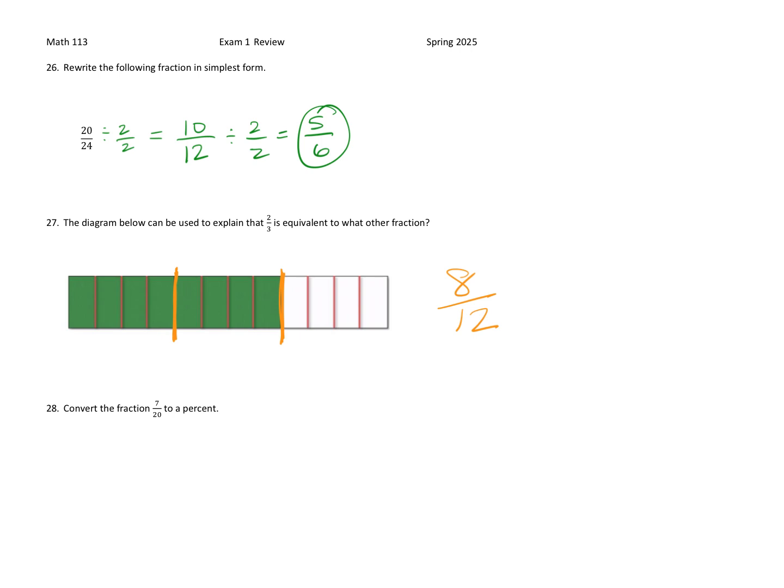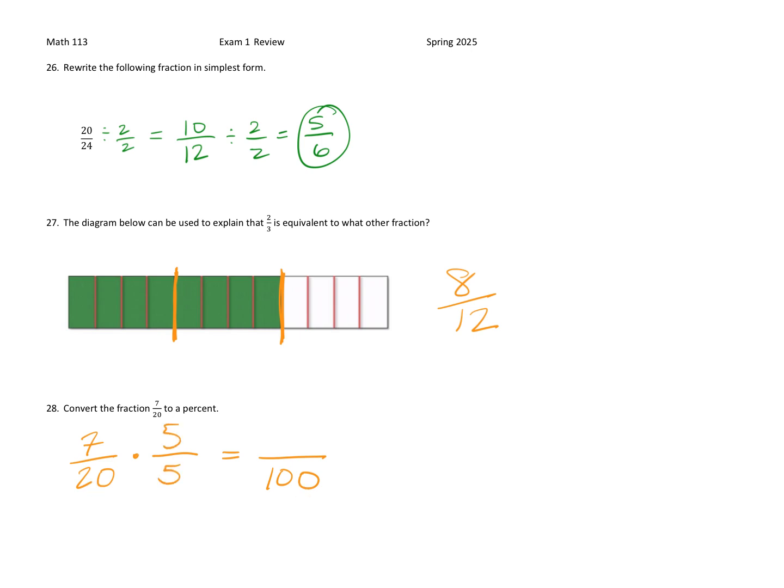28, convert the fraction 7 over 20 to a percent. Well, percent just means over 100. So I need to convert this to an equivalent fraction. So I'm going to multiply by a fancy form of 1, and I want my denominator to come out to be a 100. So what do you multiply 20 by to make 100? And the answer is 5.